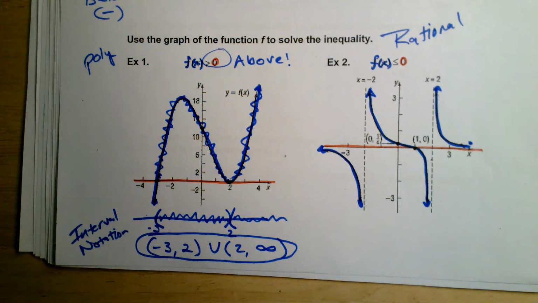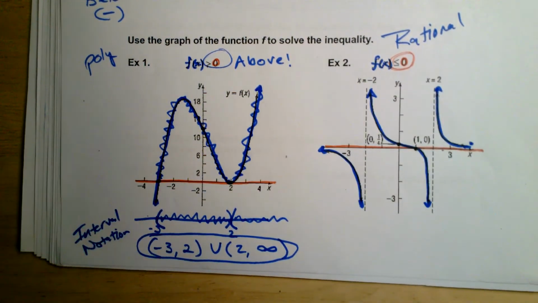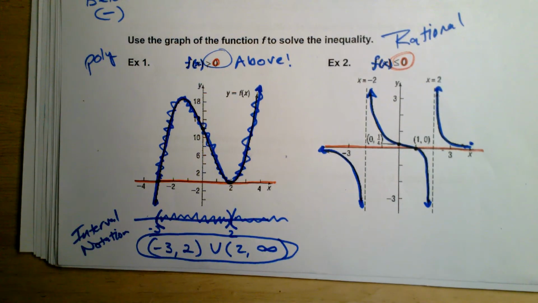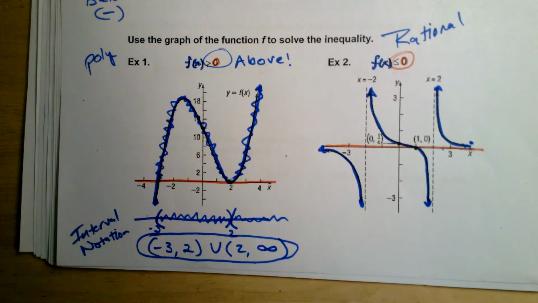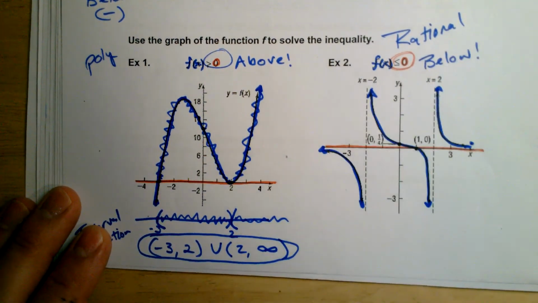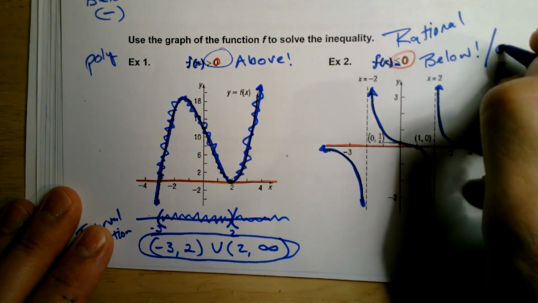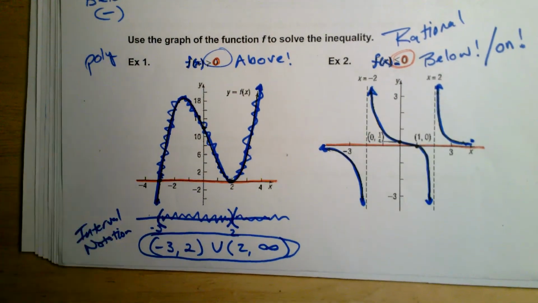All right, what are we looking for? You guys tell me. I want less than or equal to 0. What type of numbers are less than or equal to 0? Those above the x-axis or below the x-axis? Above or below? Shout it out. Below, is that what I heard? All right, so less than is below. Now, because it's equal to, I also want on the x-axis.